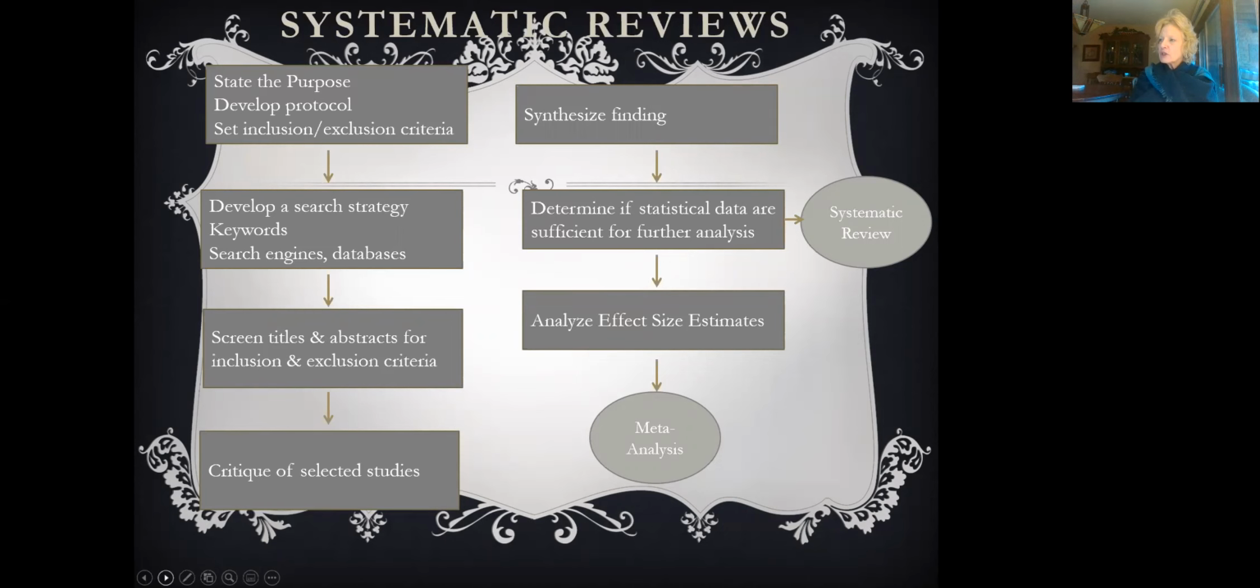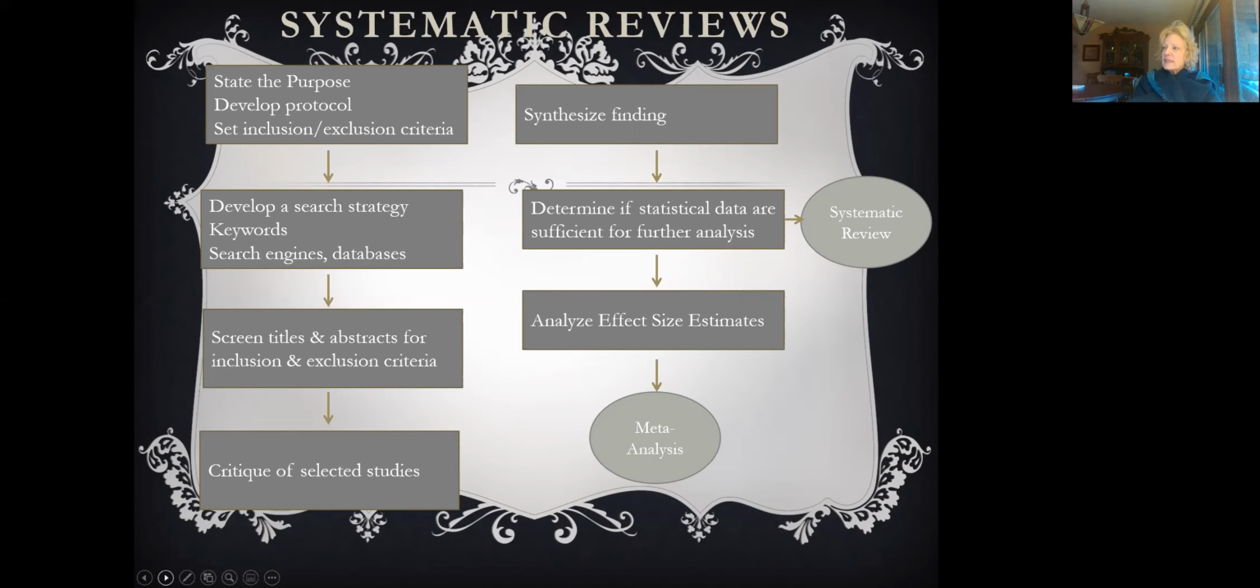But you're going to develop a search strategy and identify what the keywords are. You're going to define which search engines you'll use, which databases, and then you'll do the search and you'll screen the titles and the abstracts to make sure that they really do include your inclusion and exclusion criteria. And then becomes kind of the delving into the meatier part of this and critiquing the selected studies. And you critique those in the same way that you've been critiquing the articles for this class.